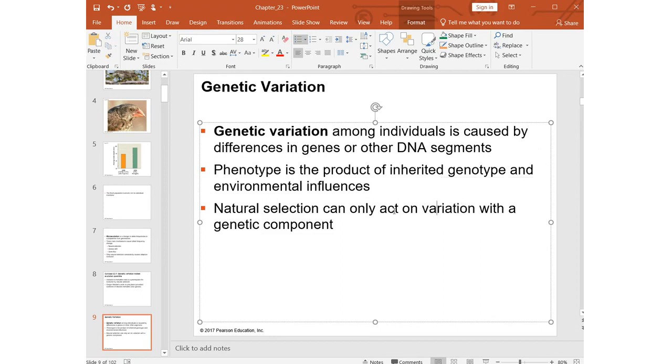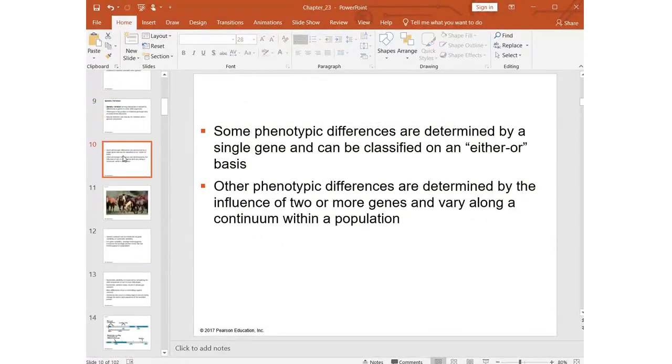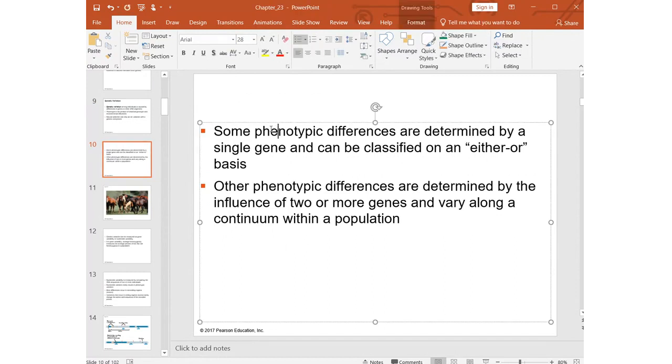And so natural selection can only act if there's variation there as well, like we saw in the last chapter. So some phenotypic differences are determined by a single gene, just one gene. And they can be classified on an either-or basis. In other words, again, going back to Mendel's peas, the pea color, either yellow or green, is actually determined by just one gene. And it's an either-or state. It's either green or yellow. It's not anywhere in between.